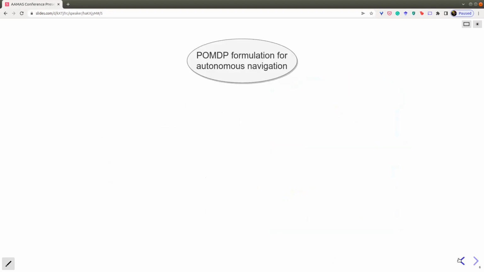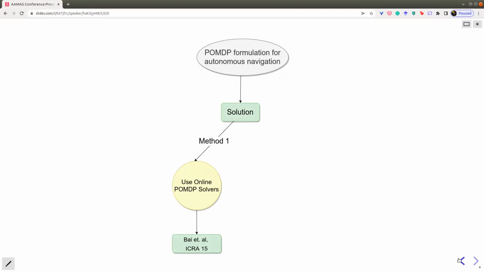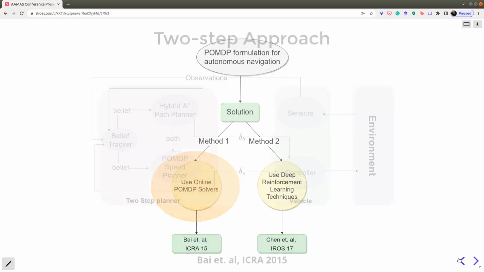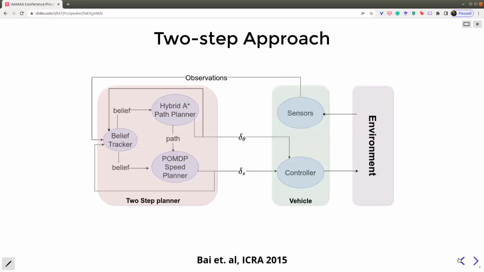Previous approaches have used the POMDP framework for navigation-centric tasks. The formulated POMDP can be solved approximately either using online solvers that perform tree search to obtain a policy, or can be solved offline using deep reinforcement learning techniques to learn a policy. In this work, we are focusing on using online POMDP solvers to generate a policy. Since obtaining exact solutions to POMDPs is an intractable problem, there is reservation within the field to use POMDPs for large planning problems. As a result, prior work has solved the navigation among pedestrians problem using a two-step approach that decouples heading control delta theta and speed control delta s for the vehicle.